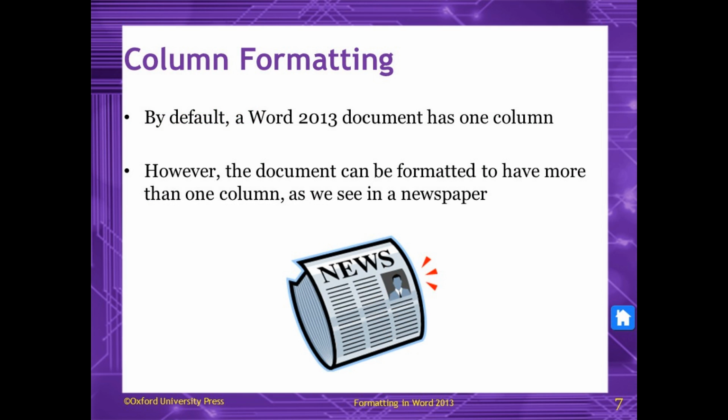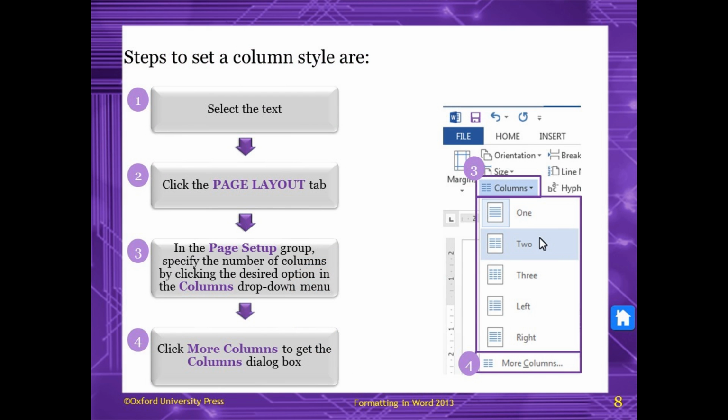And next is column formatting. In Word 2013, by default a document has one column, but we can change these settings of columns. We can increase the columns up to 13 columns in a single page, in vertical different lines. The document can be formatted to have more than one column, as we see in a newspaper and as we see in this picture. Now, how to change the column settings in a document?